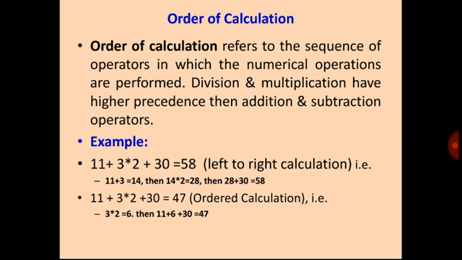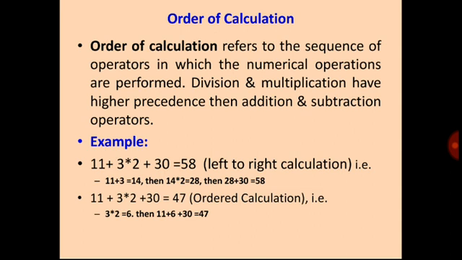Now next thing is order of calculation. Order of calculation refers to the sequence of operators in which the numerical operations are performed. Division and multiplication have higher precedence than addition and subtraction operator. So in any mathematical calculation, division and multiplication will take place first, and then the addition and subtraction will take place.